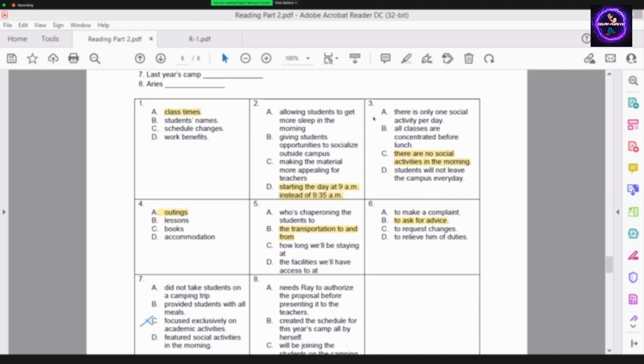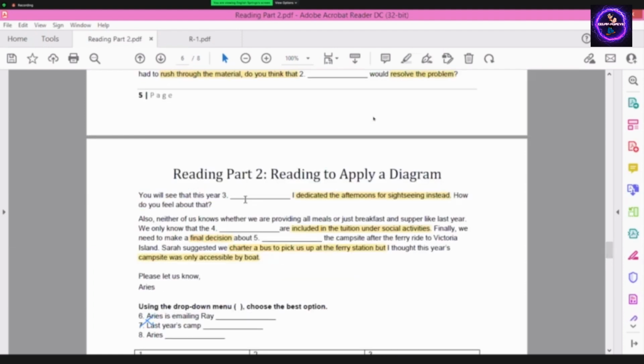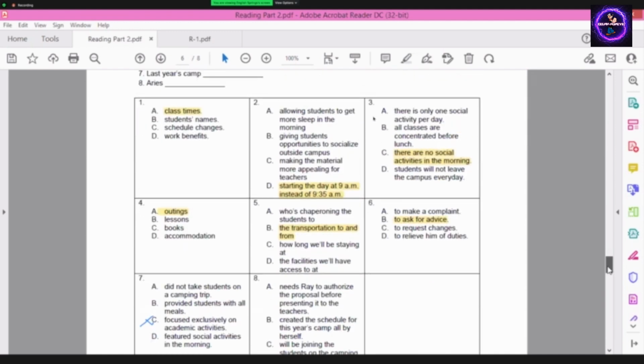Featured social activities in the morning. It says this year they don't have any social activities in the morning. We need to go back and check. This year we have no social activities in the morning and dedicated the afternoons to sightseeing instead. That means she's stressing this because probably last year it was a little different, but we don't know. One second, we can just hold that off.